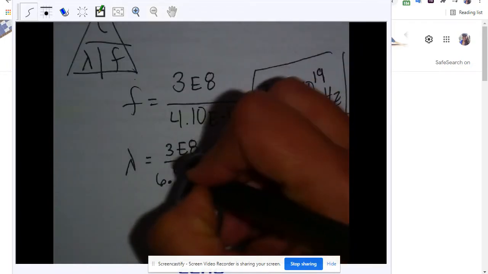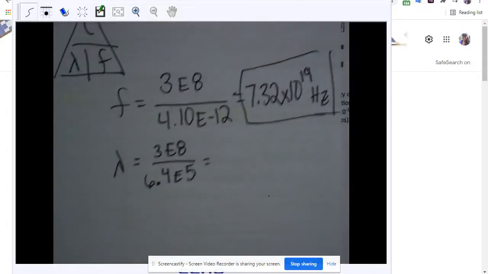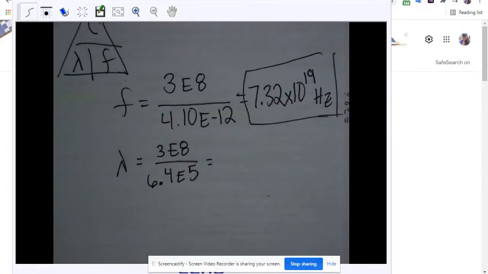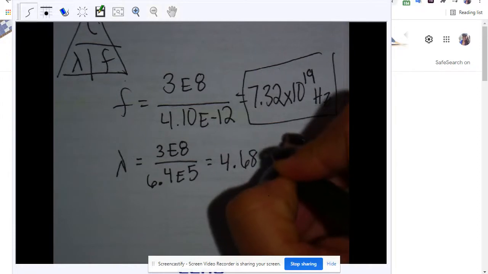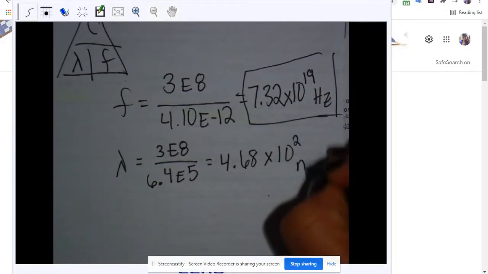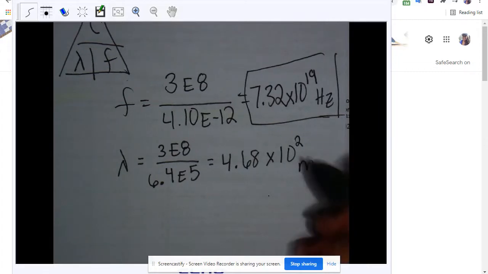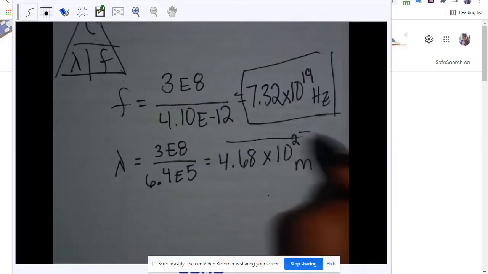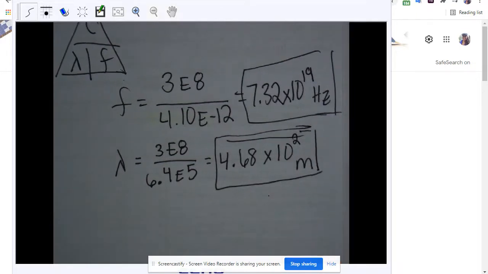So I have 6.4 E5 as my bottom number. When I type that in, you should be getting 4.68 times 10 to the second power meters, or 468 point something, right? That's all that exponent means. So keep practicing your scientific notation and understanding what it means. That's kind of why I wanted to do it that way.